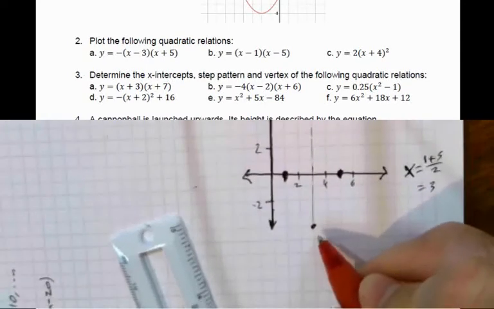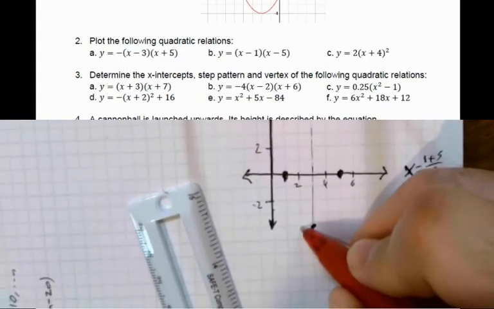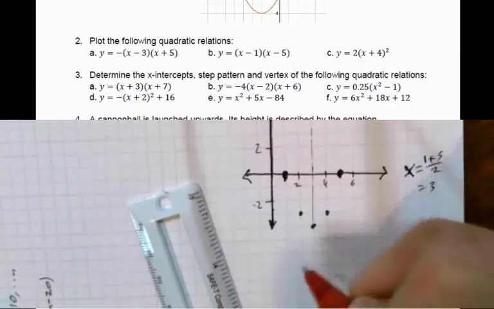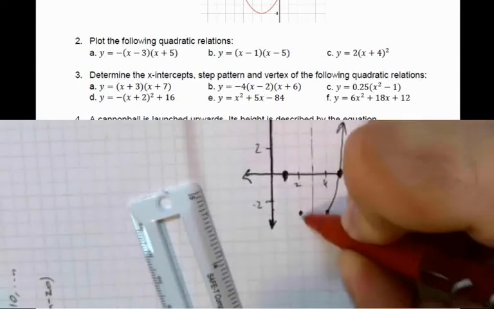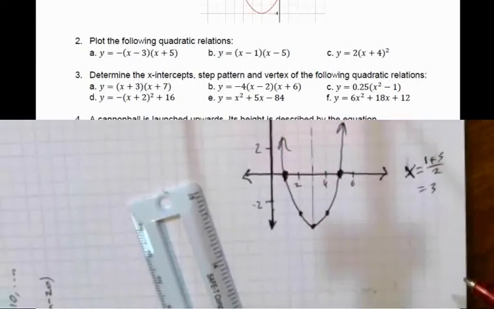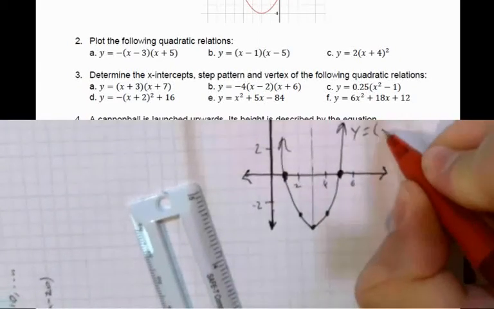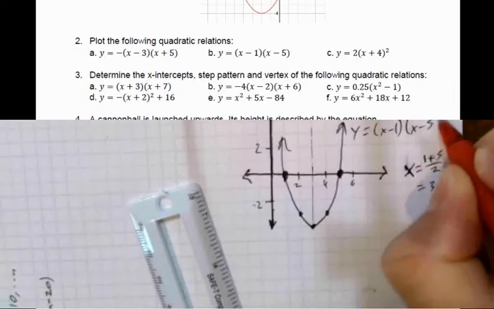That's my vertex. When I go to the left once, I go up by 1 because my a is 1. And I just kind of draw my parabola like that. And at the end of the parabola, I write down what the equation is: (x minus 1)(x minus 5).